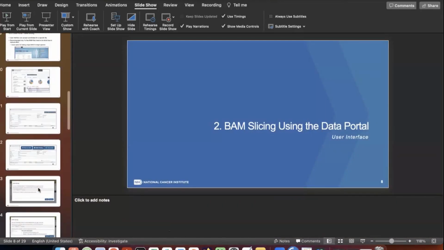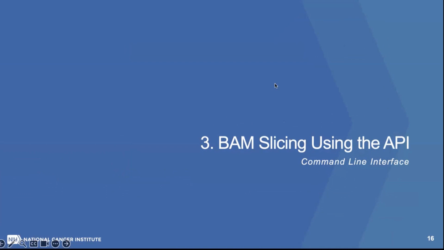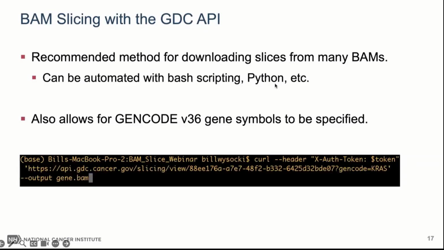next, I would like to tell you about BAM slicing using the API. And this is done in a command line interface. If you have other methods of using an API, this can be done using those, I'm sure, like through Python or perhaps a more user interface method for interfacing with an API. But all the examples here, we're going to use curl. As I said before, this is the recommended method for downloading slices from many, many BAMs.